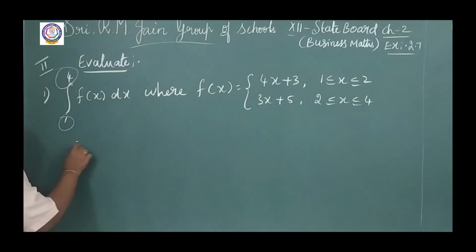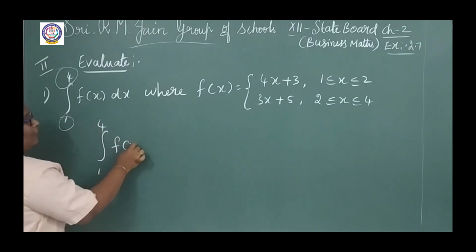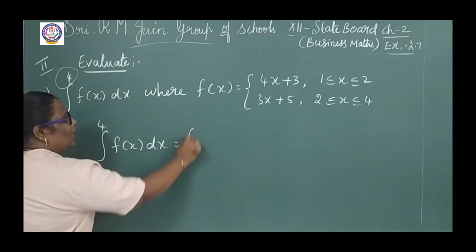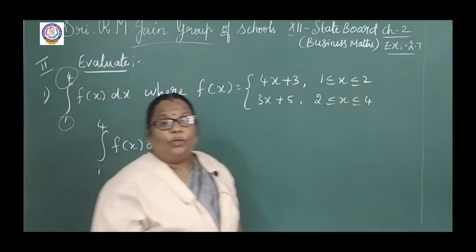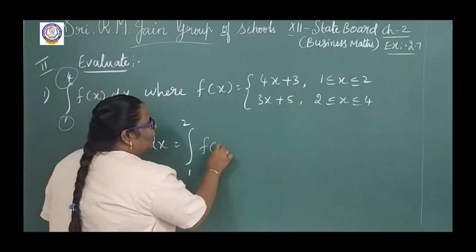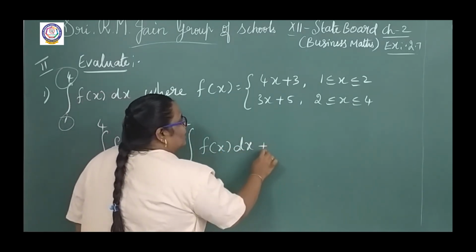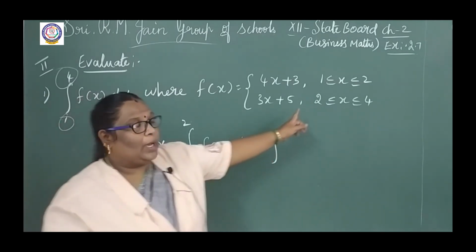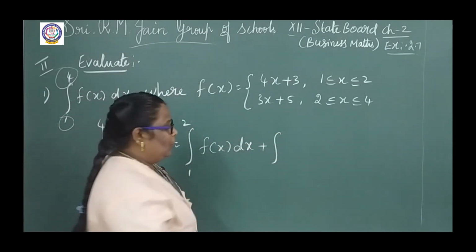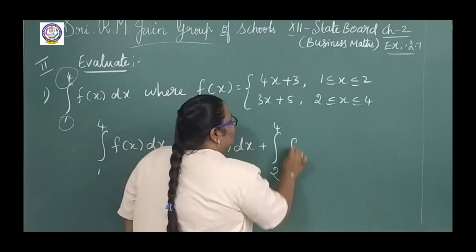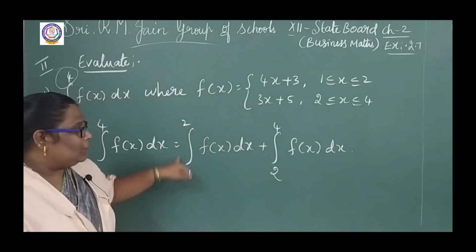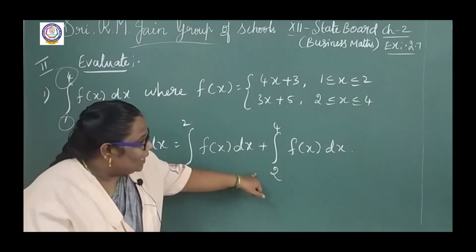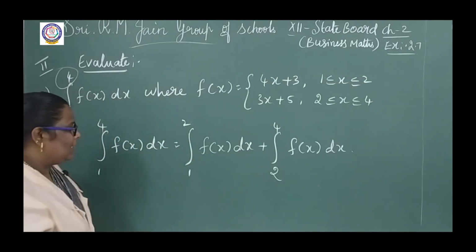Now split up the limit. Integral 1 to 4 f of x dx is equal to integral 1 to 2 f of x dx plus integral 2 to 4 f of x dx. The first one is 1 to 2 f of x dx, and the next one is 2 to 4 f of x dx.